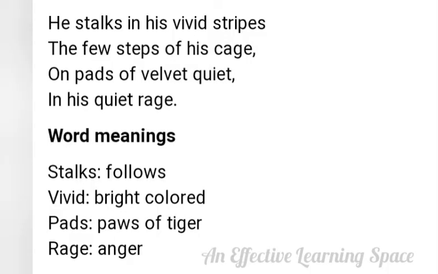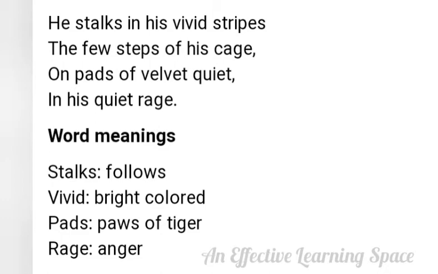Now, we'll see the poem stanza wise. First stanza. He stalks in his vivid stripes the few steps of his cage and pads of velvet quiet in his quiet rage. Here, stalks means follows or walking, vivid means bright color, pads means paws of tiger, rage means anger.